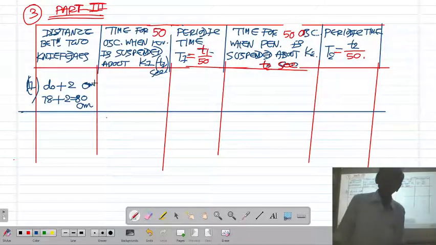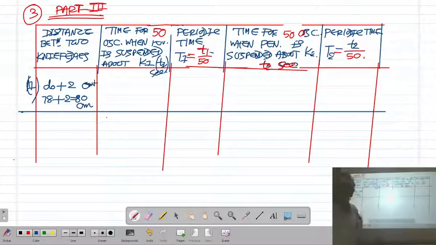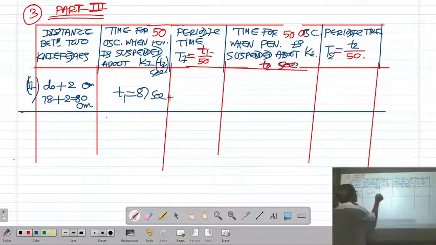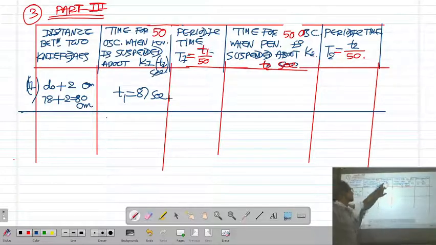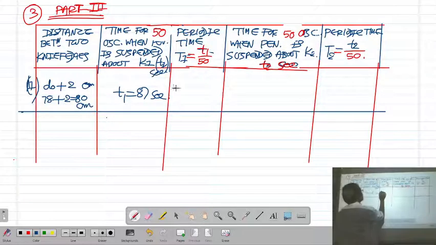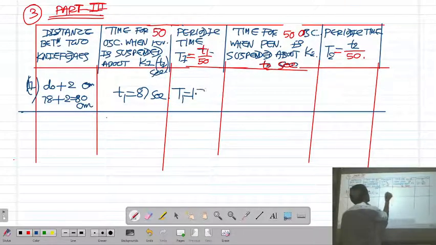Suspend the pendulum about knife edge K1. Measure the time for 50 oscillations. Suppose it is 87 seconds. Find the periodic time T1, that is 87 upon 50. So periodic time T1 about knife edge K1 comes 1.74 seconds.